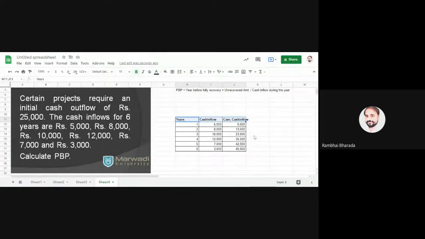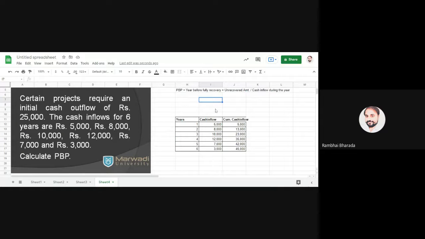Now look at the data. Initial investment or project cost is 25,000. So we have 25,000 in between the third and fourth year. Here in the fourth year we have earned a total of 35,000. In the third year we have 23,000. So the year before full recovery is the third year, and full recovery is in year number 4.